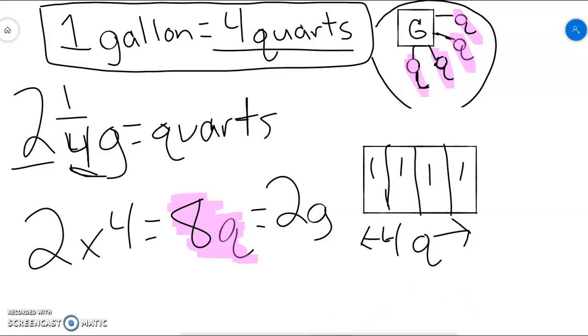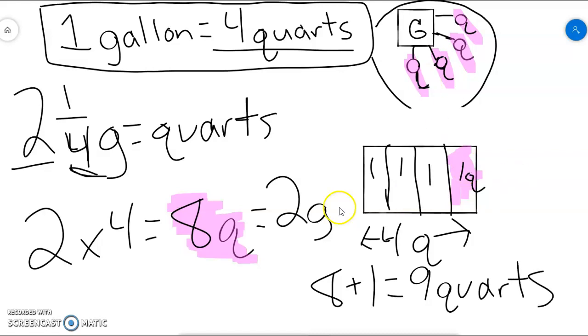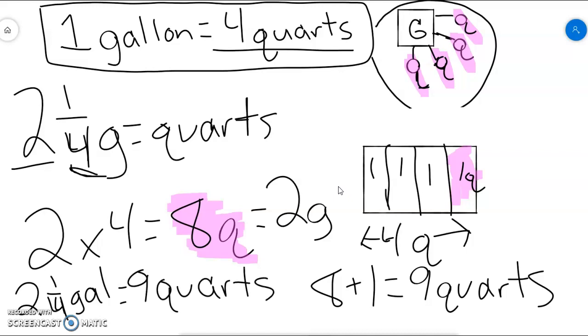So, if we only need 1 of those quarts, how many quarts do we need? If each part's worth 1 and we only need 1/4 of this, how much? 1 quart. So now we need to add 8 quarts and 1 quart to give us how many quarts are in 2 1/4 gallon. Let's add. 8 plus 1 equals 9. And we have to put our unit at the end, so quarts. So, to better solve our problem, we can write it over here, and we can write 2 1/4 gallon is equal to 9 quarts. And that's how you solve.